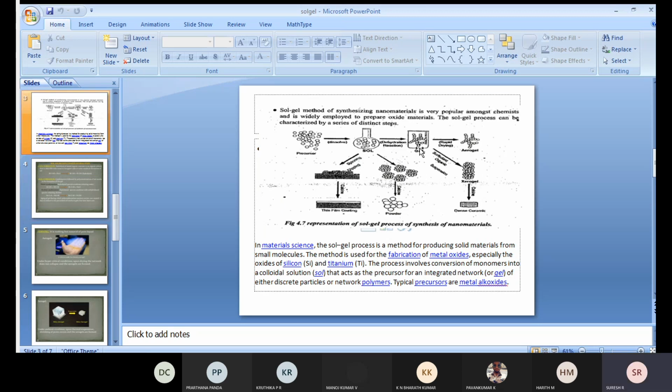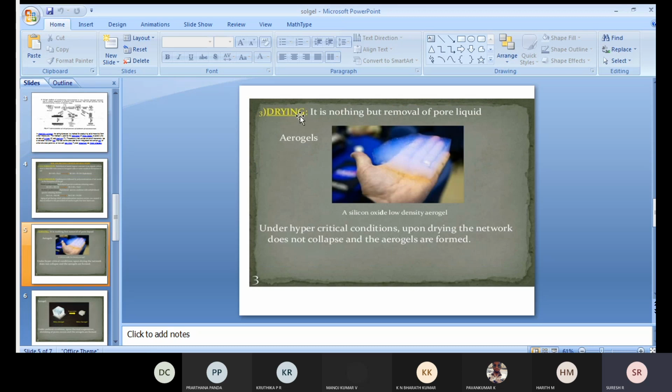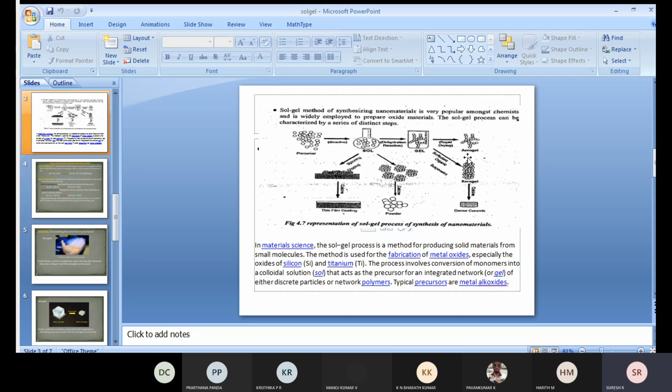Once the gel has been formed, the next one is the drying process. That is the third important step. Drying is nothing but the removal of the pore liquid. Whatever liquid content is present there, we remove it through evaporation. After that we get the aerogel. Under hypercritical conditions, upon drying, the network does not collapse and the aerogels are formed. That's the next product formed through the gel process.